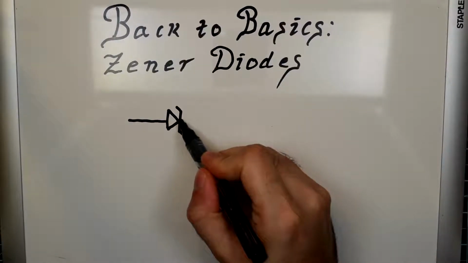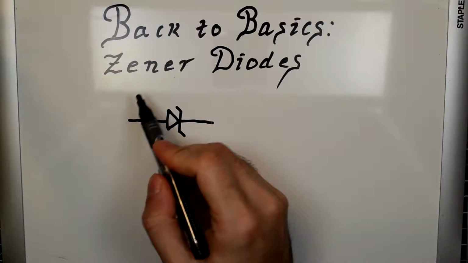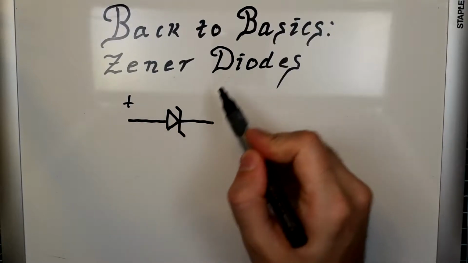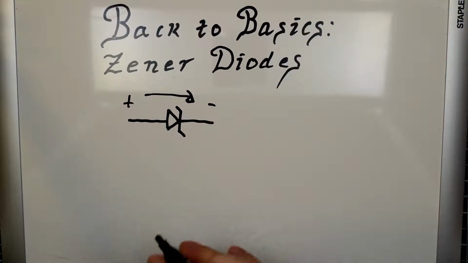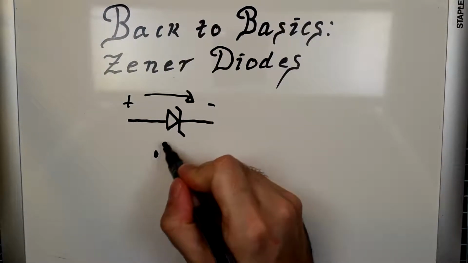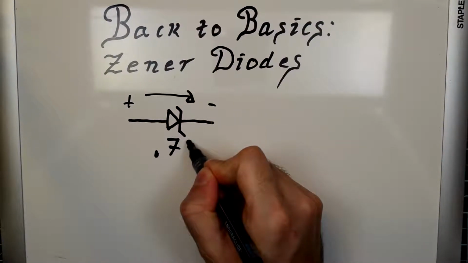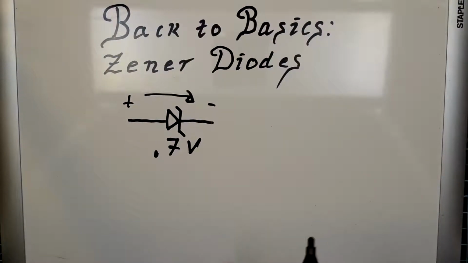and that's what the symbol looks like. If you put voltage in this direction on it, it acts just like a normal diode, and you get a forward voltage drop of 0.7 volts, or thereabouts.